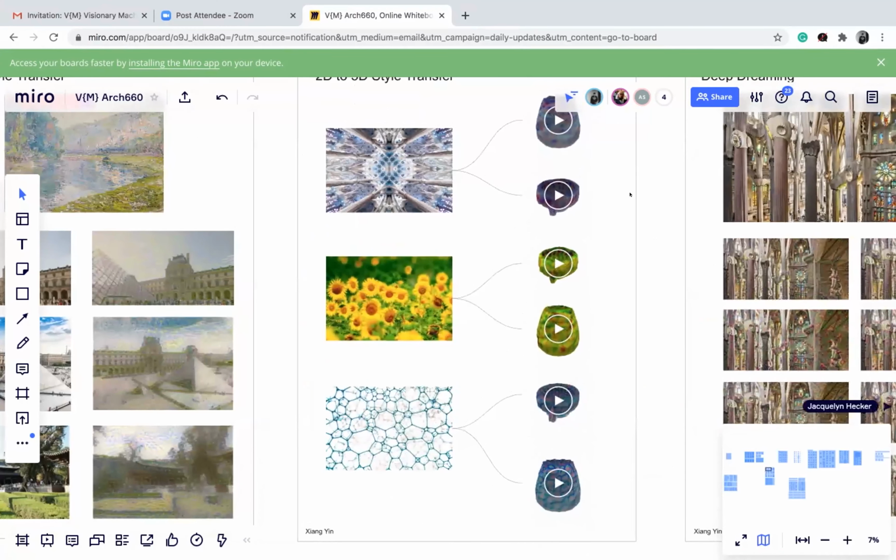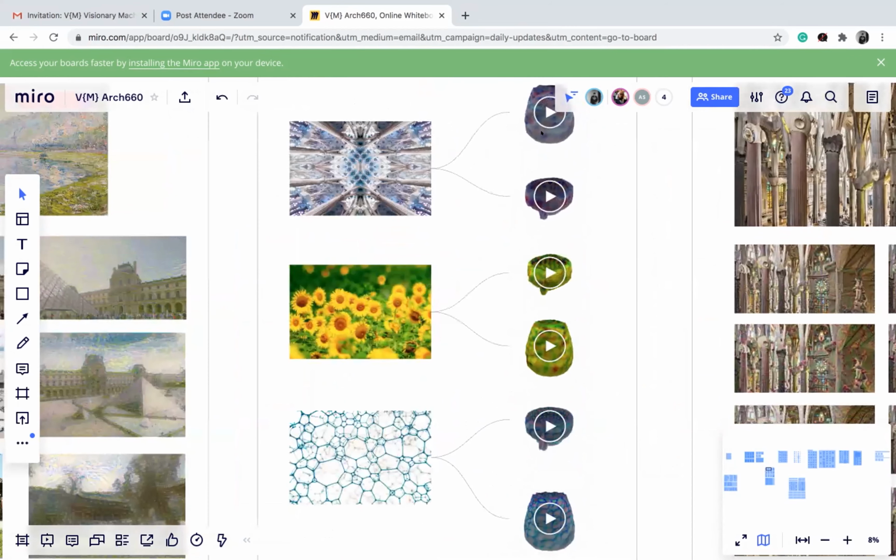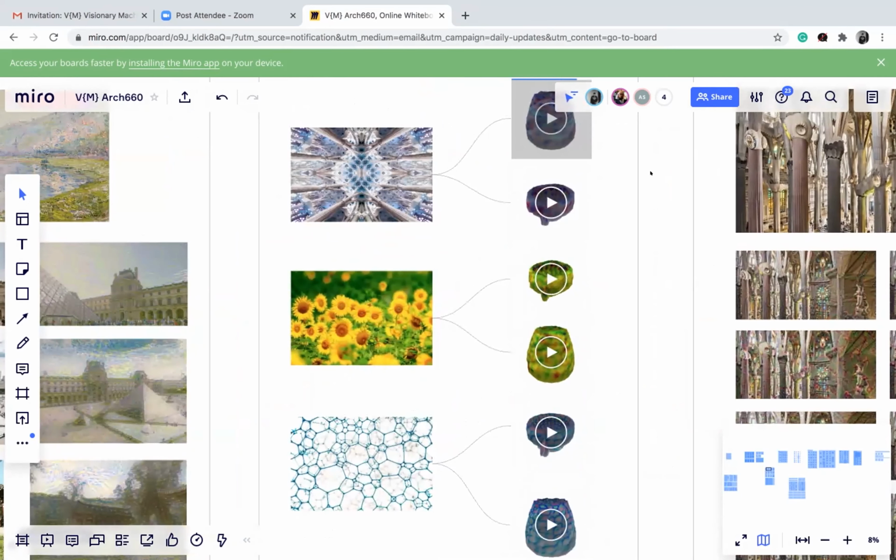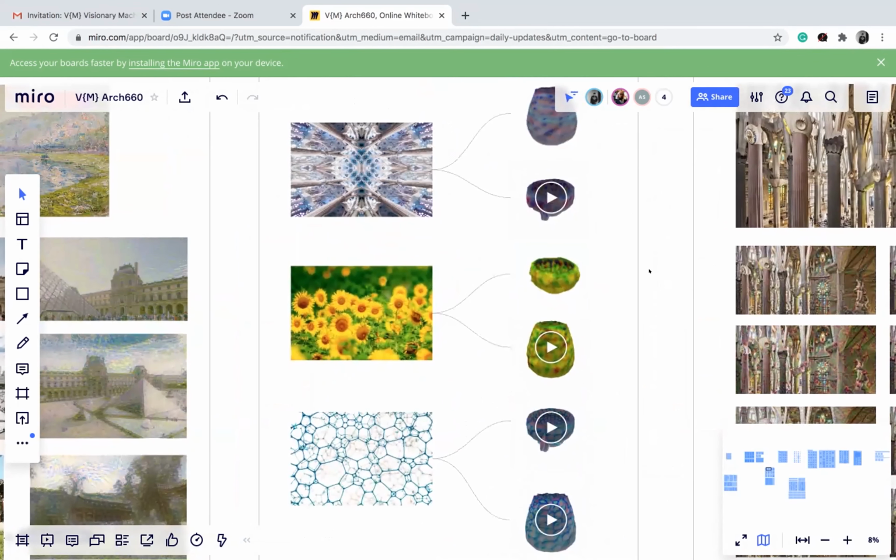The second exercise is 2D to 3D transfer. I chose three pictures. One is the interior of a cathedral, the second is a natural landscape, and the third is a pattern. So I created some patterns on the surface of these models.